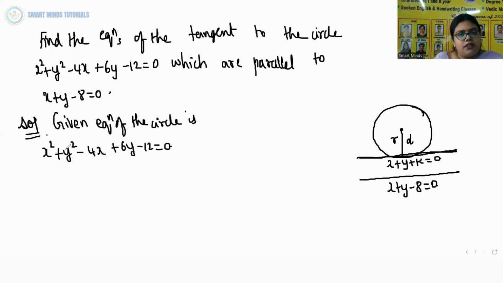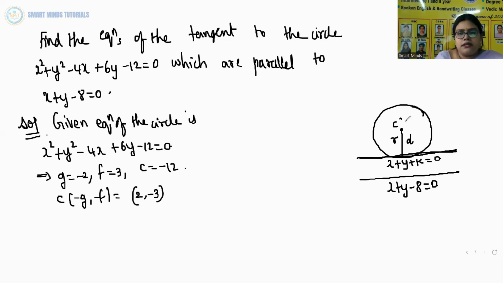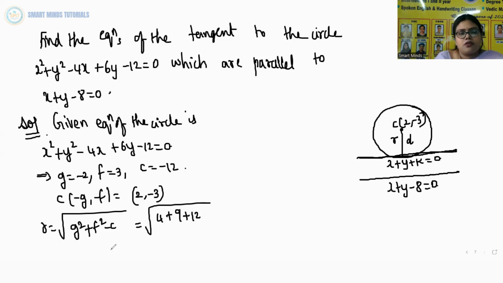Okay. So we are given this circle equation. From this circle equation, let us find g, f, c. g is minus 2, f is 3 and c is minus 12. So what is the center? Center is minus g comma minus f, that is 2 comma minus 3. So this center is 2 comma minus 3. Understood? After finding the center, we find the radius. Radius is root over g square plus f square minus c. That is root over 4 plus 9 plus 12. So radius is equal to 5 because this is root 25.